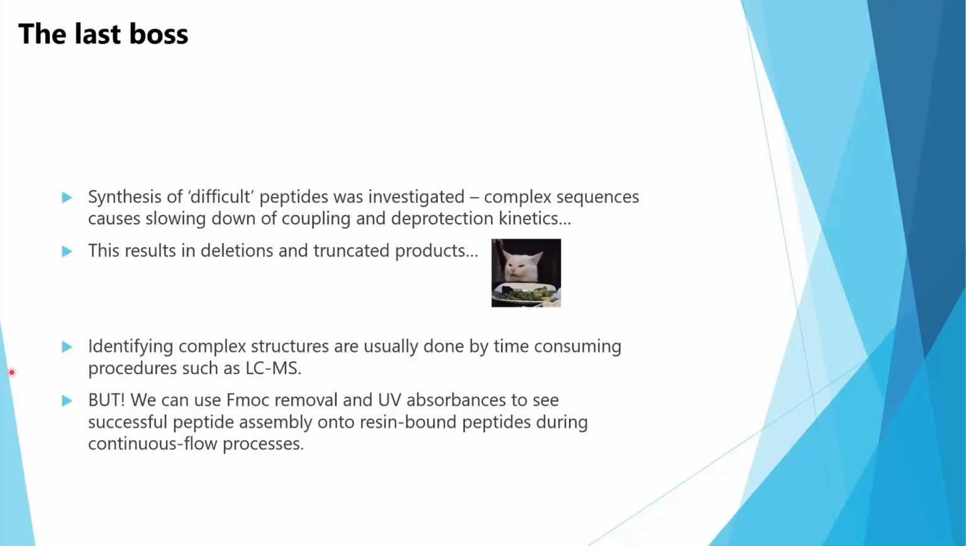Finally, synthesizing difficult peptides was investigated. Complex peptide sequences can cause slowing down of the reaction kinetics for coupling and deprotection, which often leads to deletions and truncations. And also, complex structures are usually characterized through time-consuming methods such as LC-MS. And this is where AFPS comes in. We can use the UV absorption by the FMOC group to essentially see effective amino acid addition during the continuous flow process, as the FMOC removes to add on to the peptide chain.